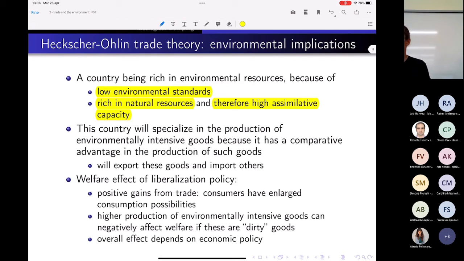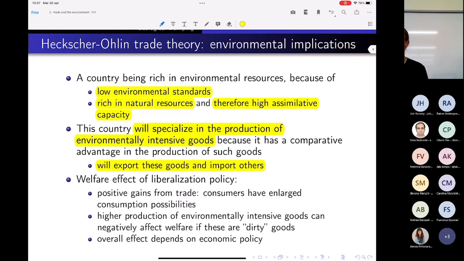Now, countries that are rich in environmental resources should specialize in the production of environmentally intensive goods, because they will have a comparative advantage, like I explained before. And therefore, they should export these goods and import others. Countries that are rich in natural and environmental resources have a comparative advantage in the production of these goods, and therefore they should specialize in them, export them and import others.